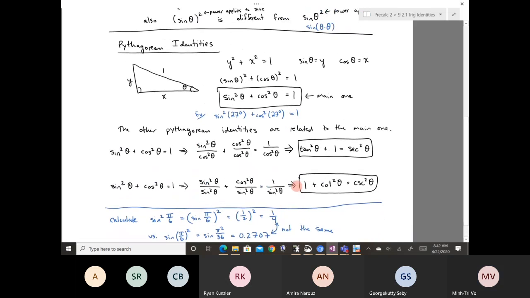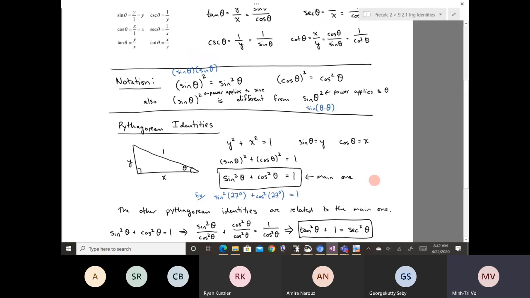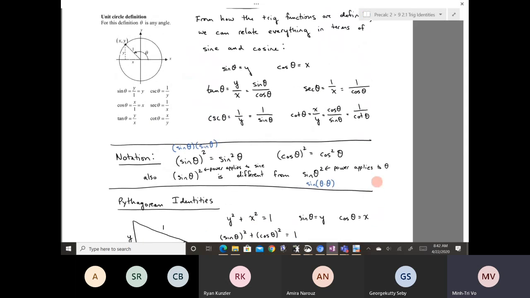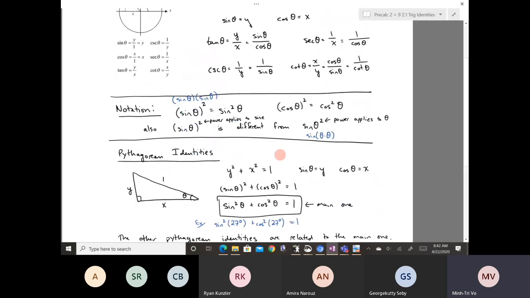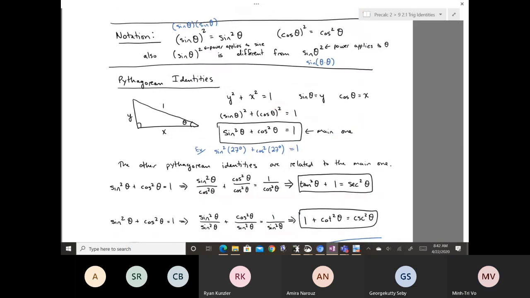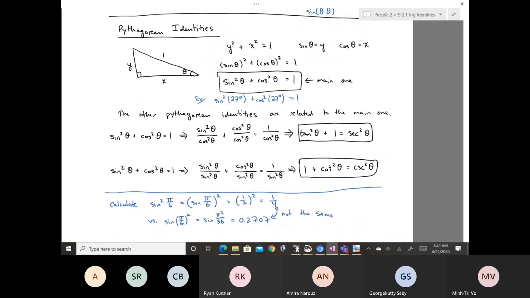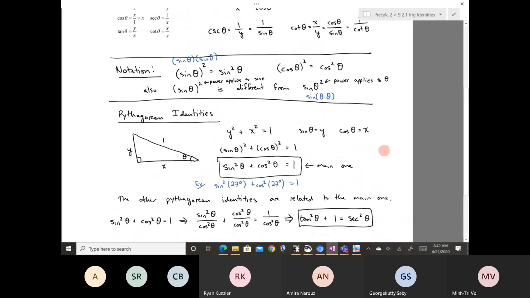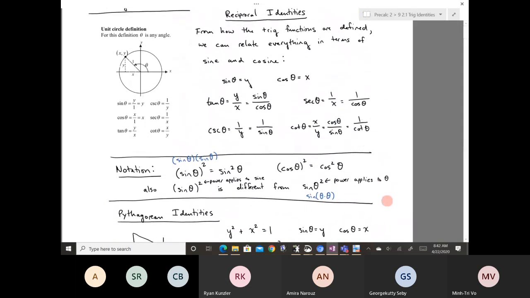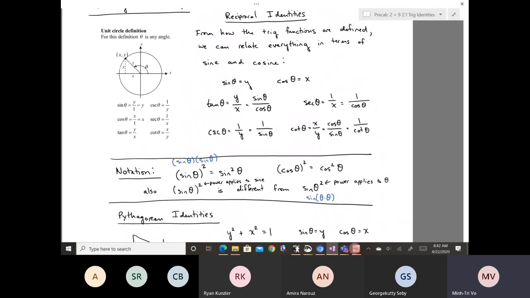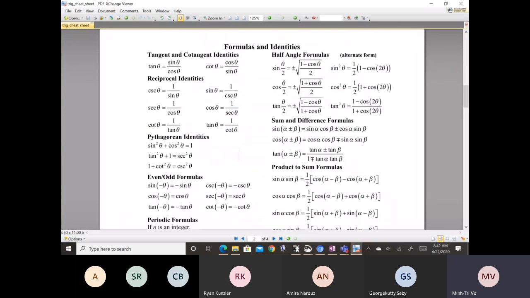Okay, so those are the Pythagorean identities. Any questions on the identities? Okay, so that's where these identities come from.